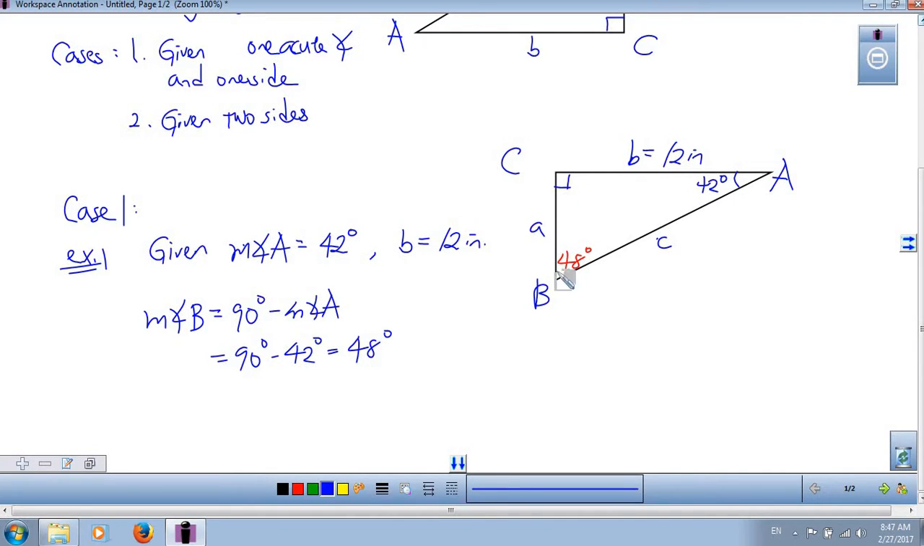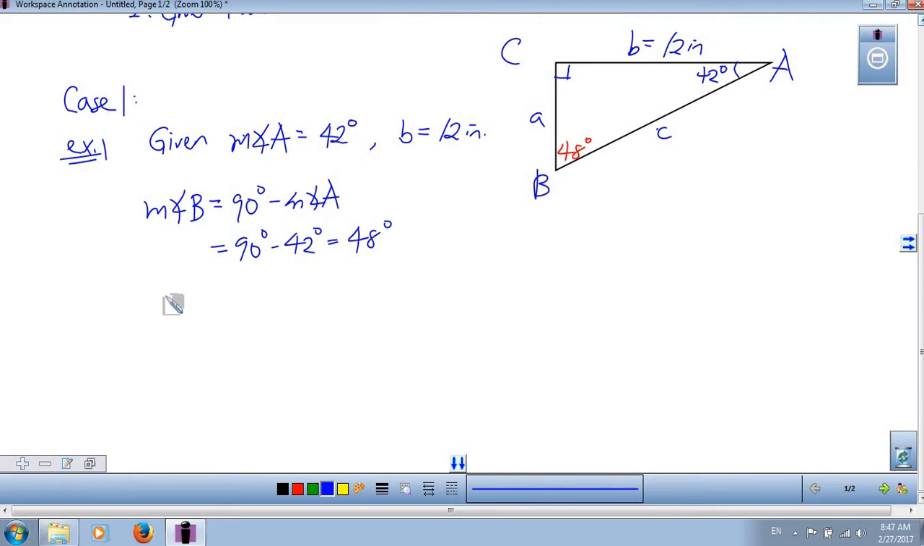Right, now we got all three angles. That's great. We still have only one side. We need two more sides. Okay, so now is where we need to come in and use our sine, cosine, and tangent functions, or we could use all 6 of the trig functions.